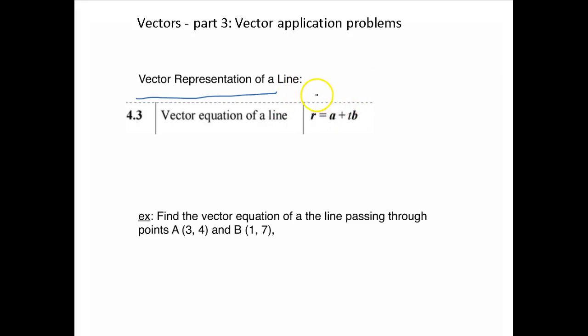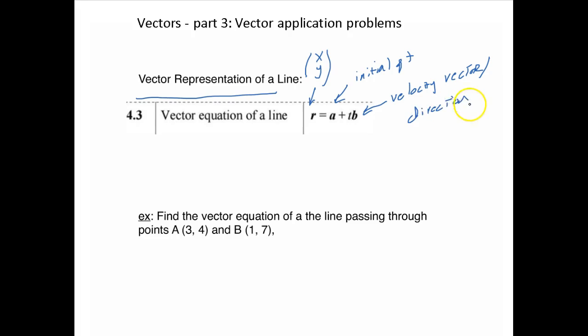So when you see this, R is just like the point xy, the position xy. A is the initial point. T is time, or whatever variable you want. And B is, here's the important one, the velocity vector, slash directional vector. So that one's not a point, it's a vector. It's very important.